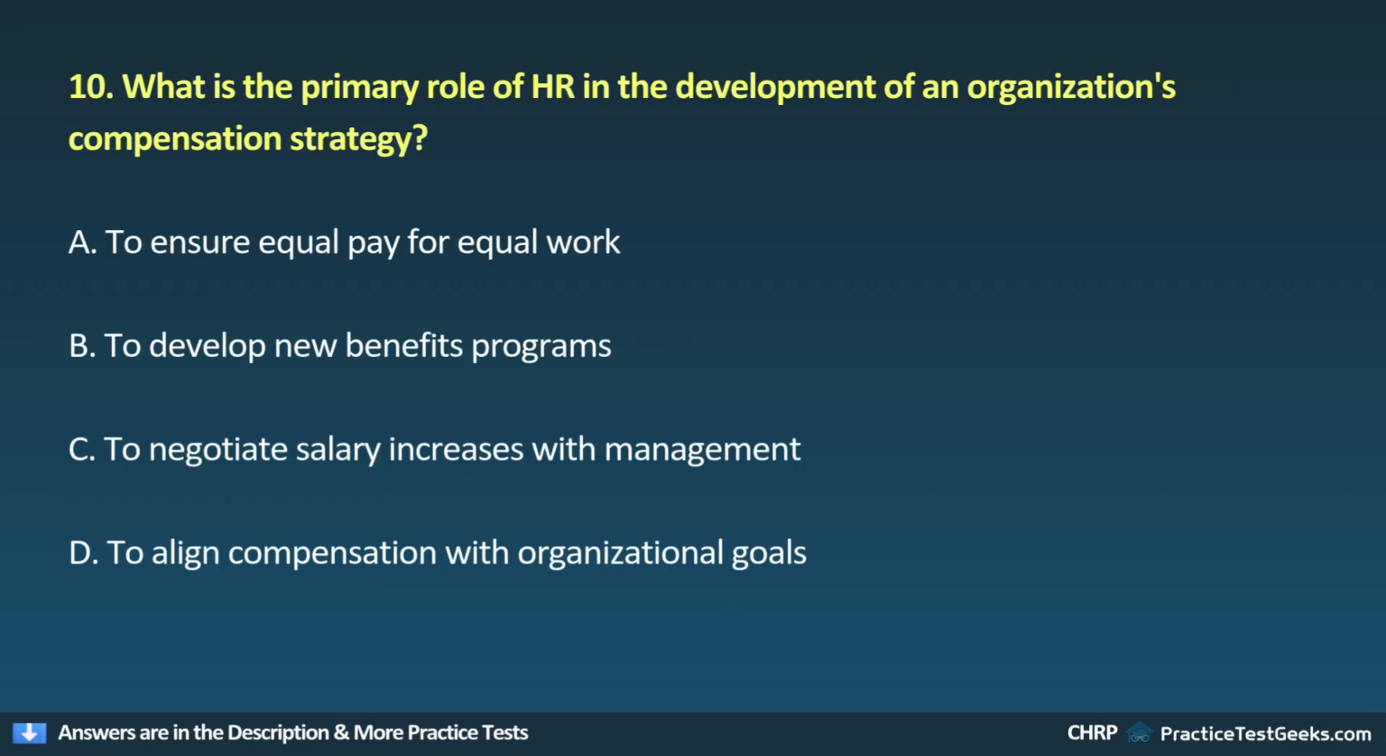10. What is the primary role of HR in the development of an organization's compensation strategy? A. To ensure equal pay for equal work. B. To develop new benefits programs. C. To negotiate salary increases with management. D. To align compensation with organizational goals.